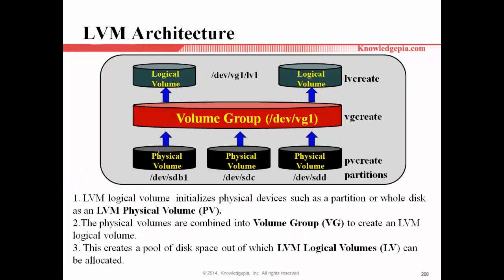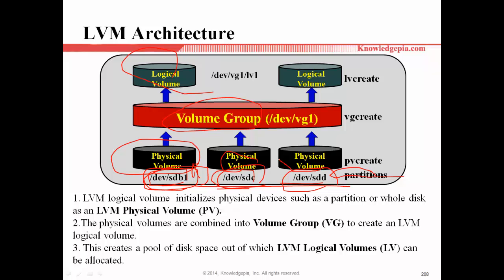LVM architecture. To understand LVM, we have to understand three topics. First, physical volume. Second, volume group. Third, logical volume. Physical volume normally comes from partitions, for example /dev/sdd, /dev/sdc, or /dev/sdb1. To create a physical volume, we normally use partitions. The partitions can be the whole disk name, like /dev/sdc, /dev/sdd, or a partition like /dev/sdb1. Both can become the basis of a physical volume.